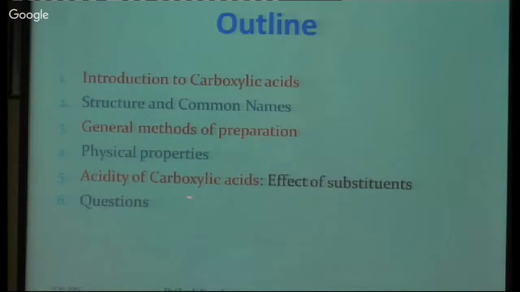Next would be the acidity of carboxylic acids. We will learn what makes carboxylic acids acidic, number 1. We will learn why carboxylic acids are stronger acids than alcohols and phenols. Also, we will learn what is the effect of substituents on the acidity of carboxylic acids. And in the end, we will take up questions based on what we have discussed today.